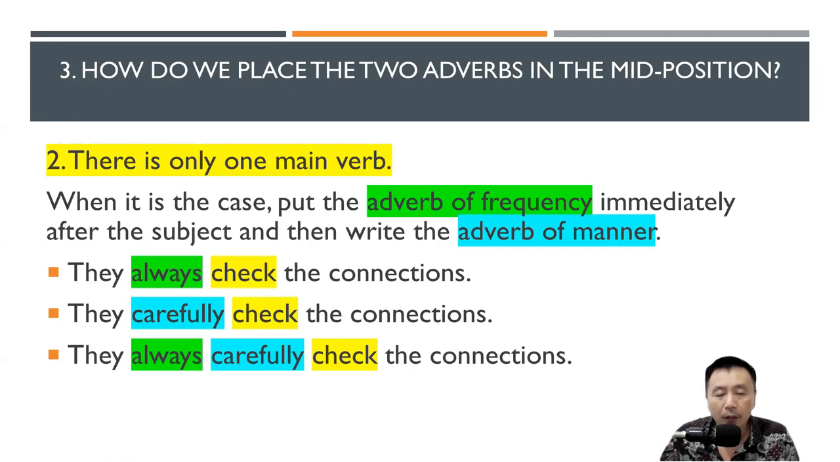Yeah. What about if, sir, I would like to say carefully always. They carefully always check the connection. So can I say that? Well, I should say no. Why? Because carefully is an adverb of manner. Okay. And the adverb of manner explains the verb. So you have to place the adverb of manner as closely as possible to the verb.